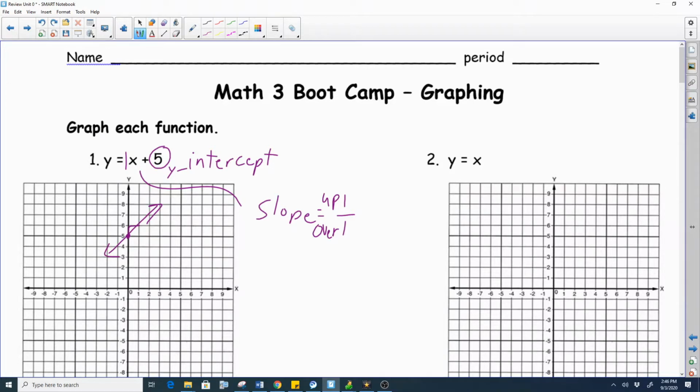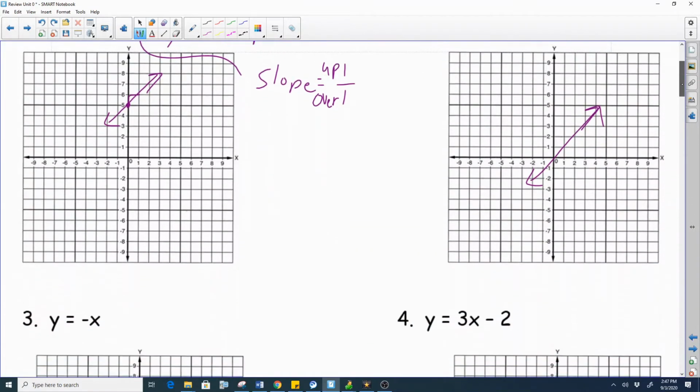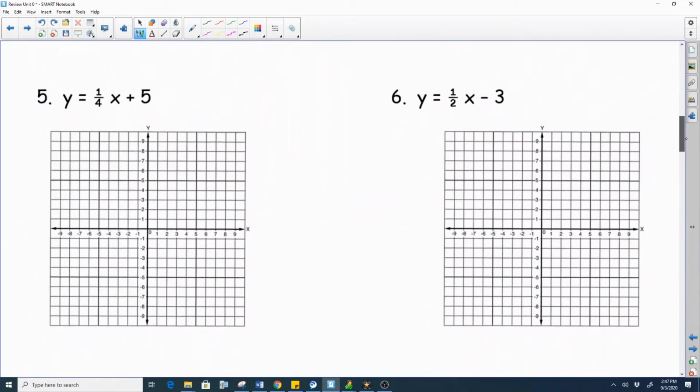Number 2, again, is just up 1 over 1 with a y-intercept of what? 0. Nice. Y-intercept is 0. So the lines are pretty easy to graph there, but we'll do a little bit harder one here in a second if it lets me. There we go. Let's try one with a fraction.